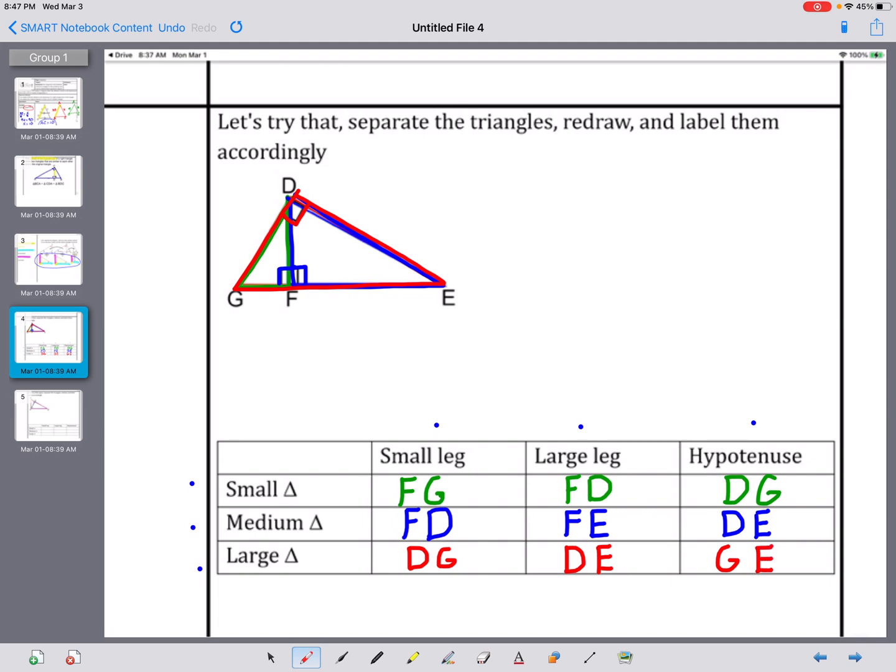And that's what I want you guys to focus on for this assignment here, is trying to fill out this chart with the small leg, the large leg, and the hypotenuse for all three triangles. All right, let's try that again.